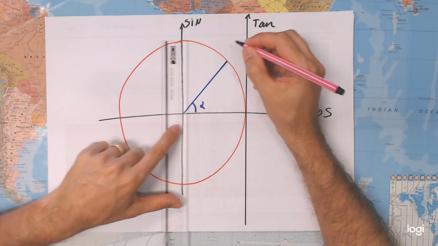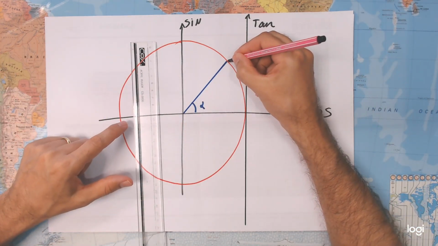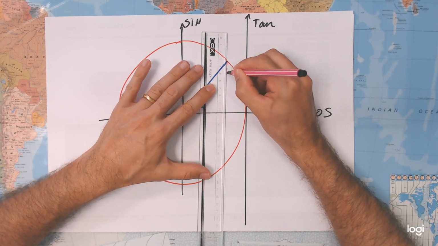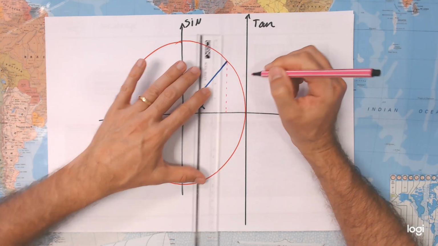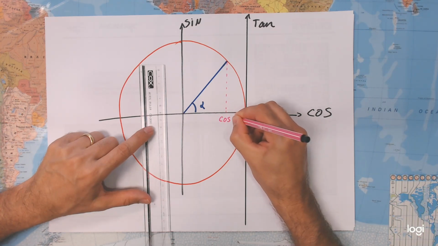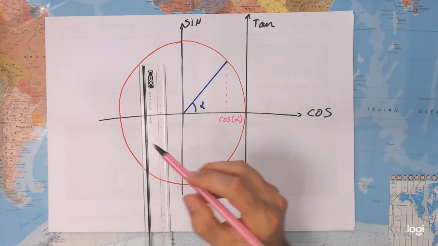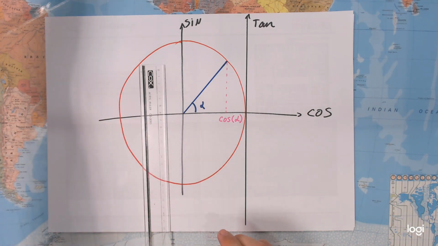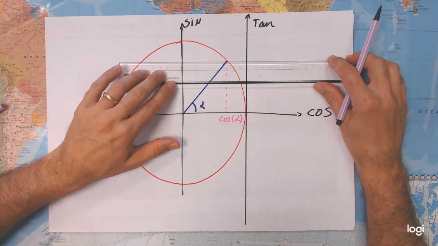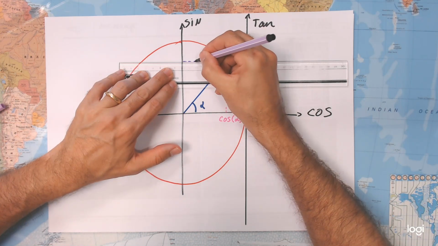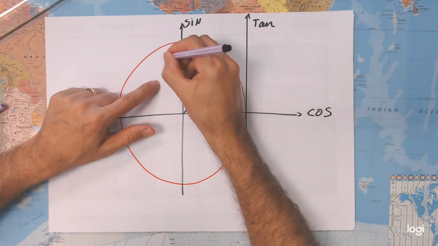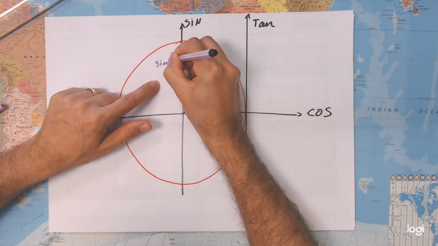once we know this angle, when the angle touches the circumference, we just measure the cosine, and this is going to be the cosine of alpha. If you just want to find out the sine of alpha, you just have to transfer to here, and this is going to be the sine of alpha.